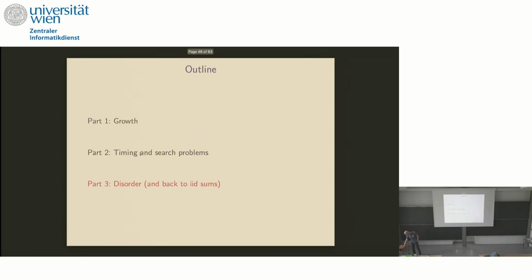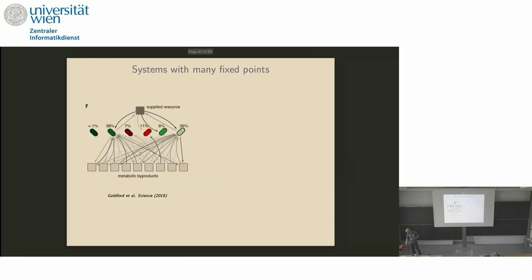And this I won't talk about. And then the last class of problems I want to discuss are those which involve, I call this disordered systems, but basically problems that involve systems that have many, many fixed points or many, many favorable configurations. So an example would be an ecosystem where you have many different species.